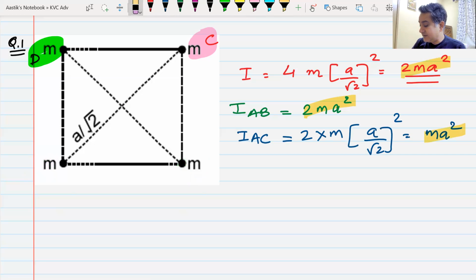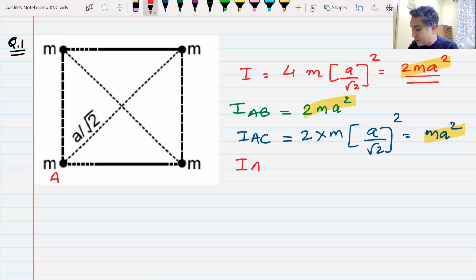Last, in this category, find the moment of inertia about an axis passing through A and perpendicular to the plane of the board, like this. Passing through A and perpendicular to the plane of the board. So I call it passing through A and perpendicular to the board.